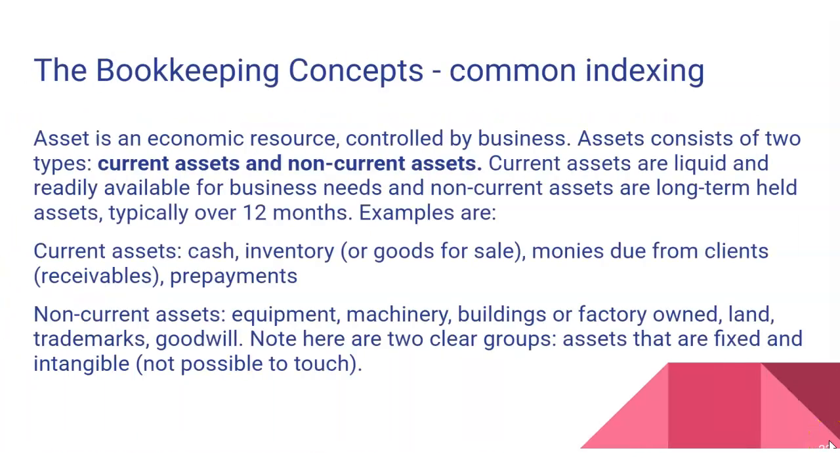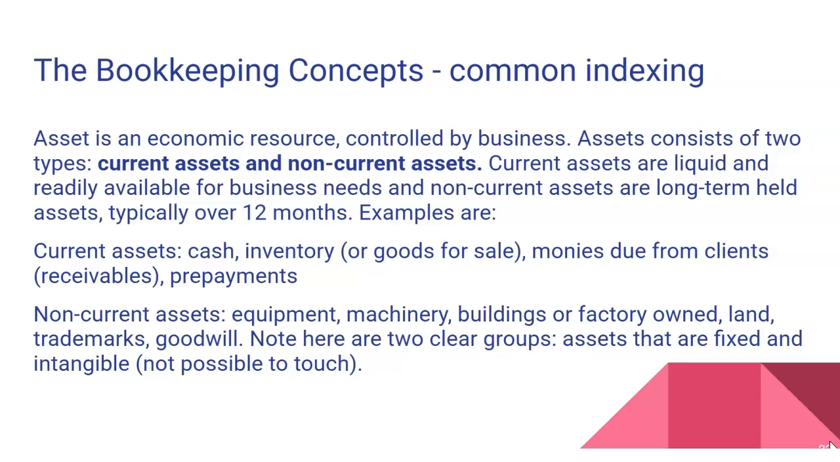Asset is an economic resource controlled by a business. So our business owns assets. They belong to the company. They can be in 2 groups, current assets and non-current assets. The current ones are liquid and readily available for business needs. As soon as we need cash, we can use those current assets. Examples are cash, inventory, or goods for sale, monies due from clients, such as receivables, and prepayments. And typically, the current assets are quite fast in usage, so they're less than 12 months old, typically.